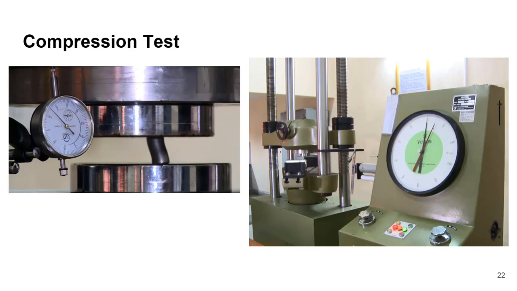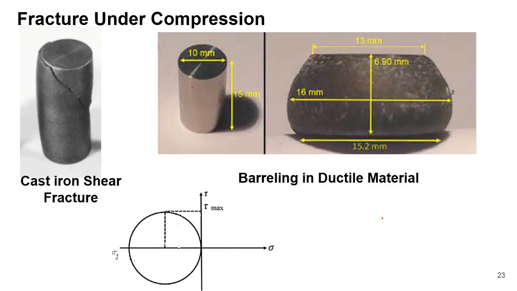Now coming to the compression test. The basic setup is exactly the same on the same universal testing machine, only the compressive load we have to put on the sample. Again you can see the extensometer is there to measure the deformation, and you can measure the load from the dial gauge. You can see the fracture that occurs in case of compression. In case of brittle material, you can see the fracture has taken place at an angle of 45 degrees.